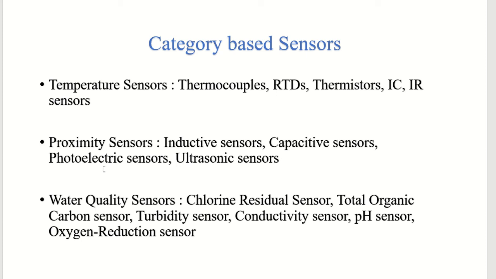Then you have RTDs. RTDs stand for resistor temperature detector. So the resistance of this device is directly proportional to the temperature. So when temperature rises, the device resistance will increase, and when it falls, then the resistance will also fall. Then you have the thermistors. Thermistors are basically temperature sensitive resistors that change their physical resistance with the change in temperature. So basically they are all doing the same thing, but in different ways.